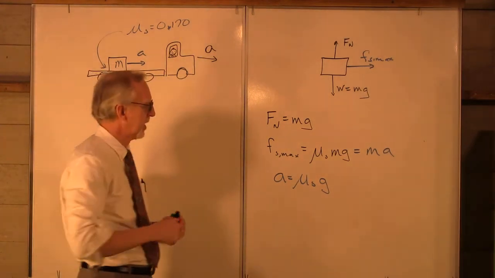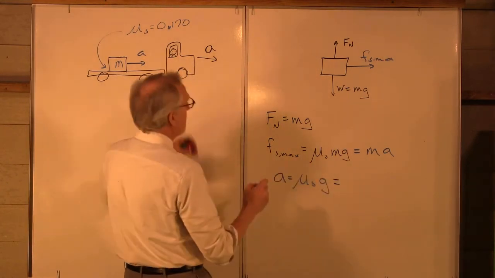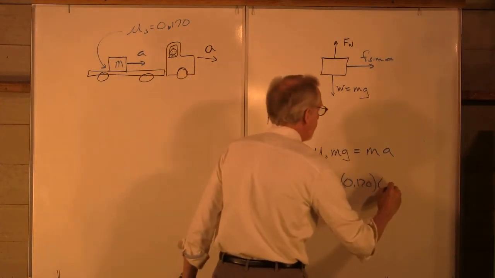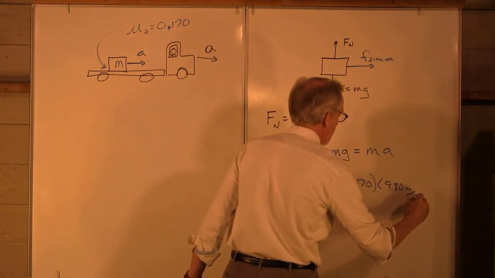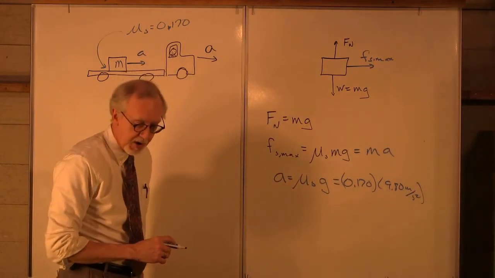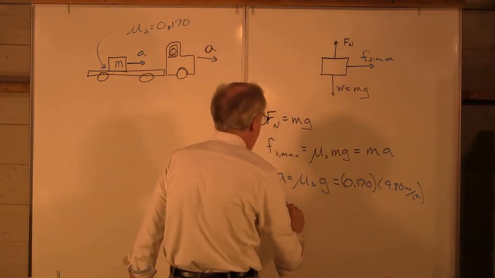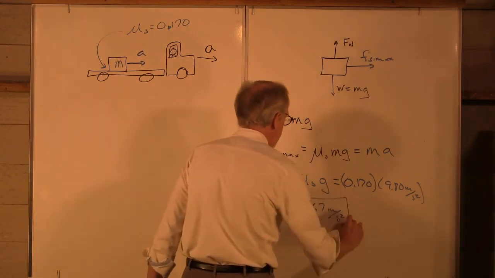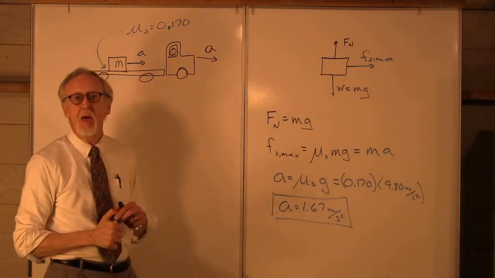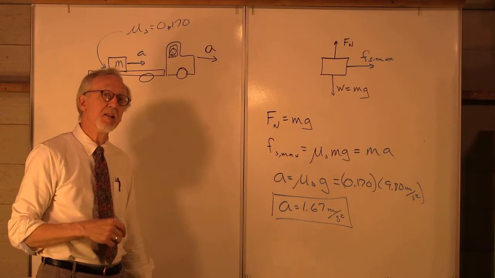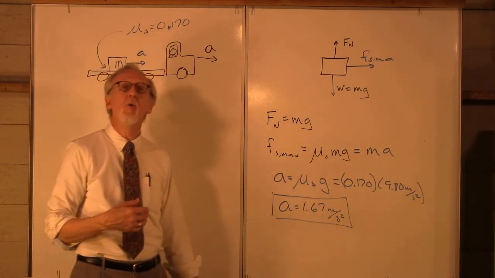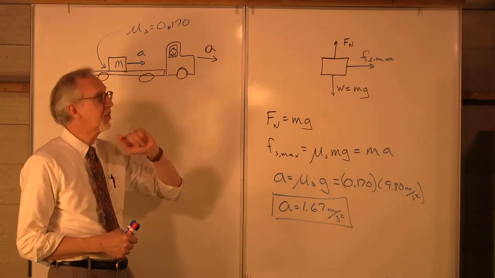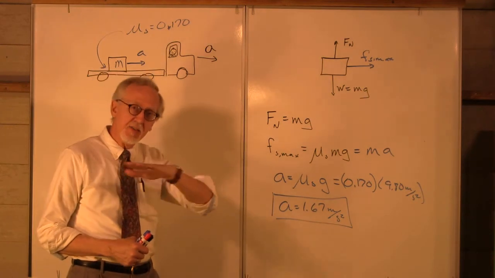What do we get for the acceleration? It is mu s, 0.170, times g, 9.80 meters per second squared. We multiply that out and we get a is 1.67 meters per second squared. What does that tell us? If the truck accelerates at a rate less than that, let's say the truck accelerates at 1.50 meters per second squared, what happens? There's enough friction to accelerate the crate, so it stays on the truck.